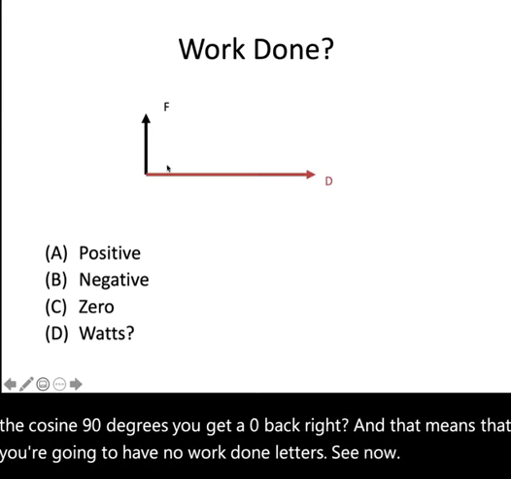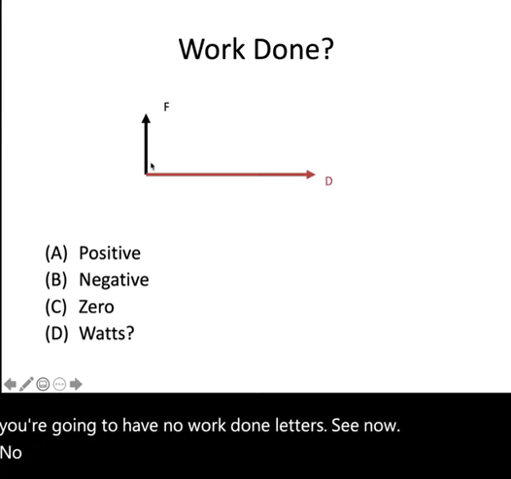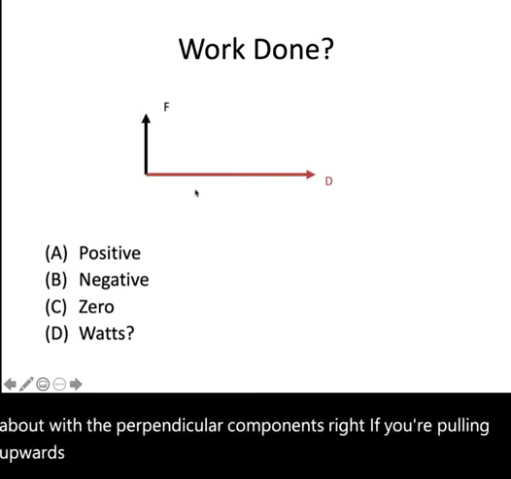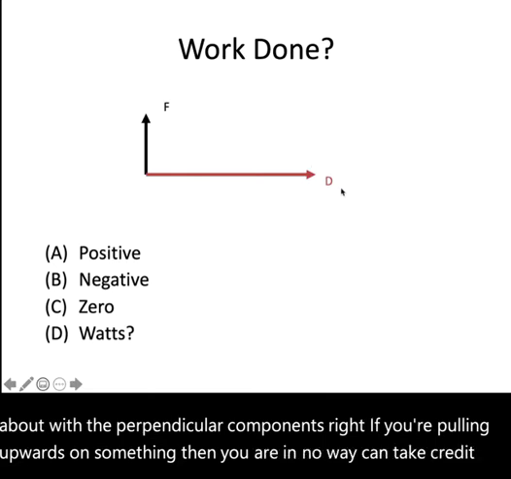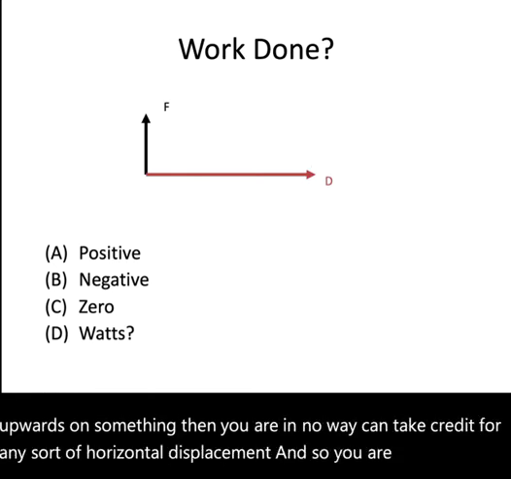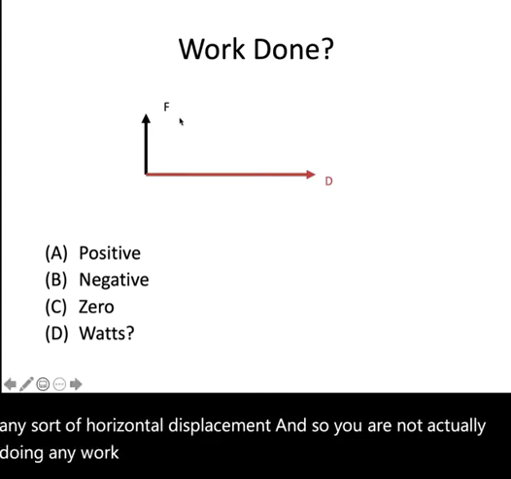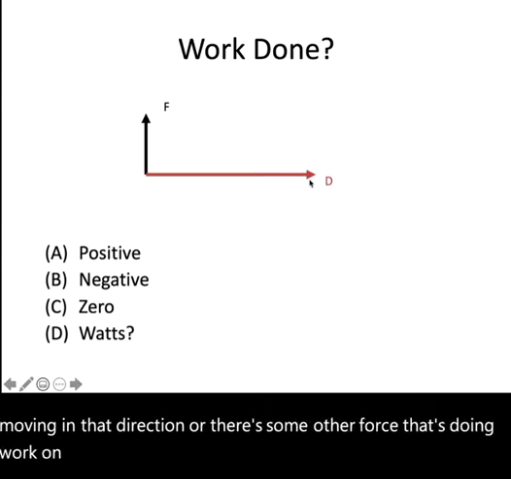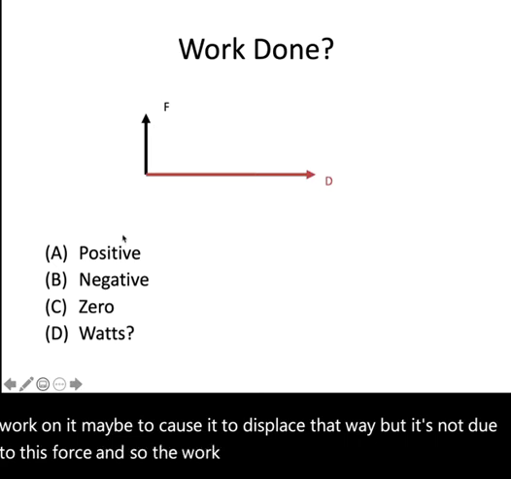Now, more of the physicality of this is what I was talking about with the perpendicular components, right? If you're pulling upwards on something, then you in no way can take credit for any sort of horizontal displacement. And so you are not actually doing any work to the object with this force. Either it was already moving in that direction, or there's some other force that's doing work on it, maybe to cause it to displace that way, but it's not due to this force. And so the work done by this force is 0.